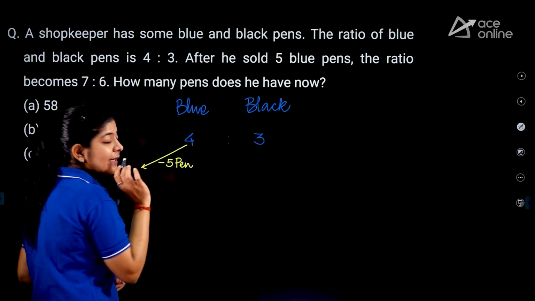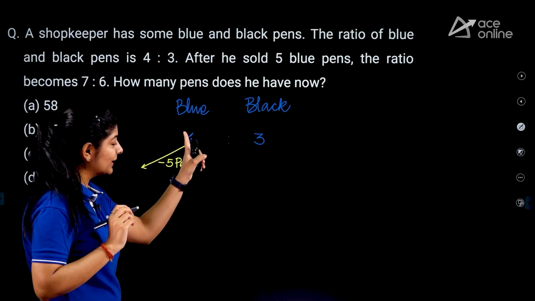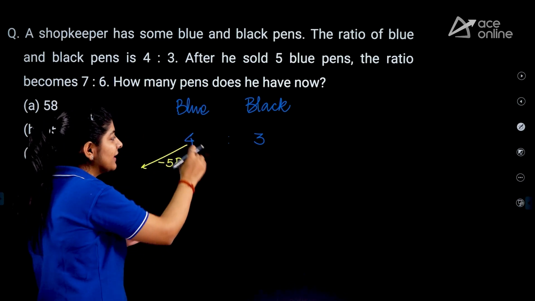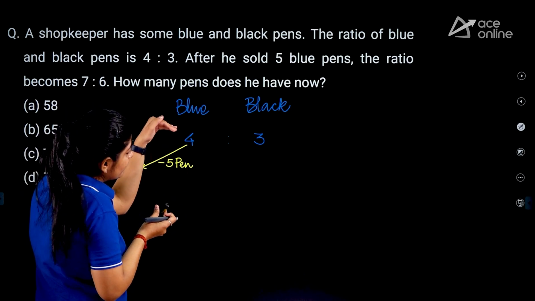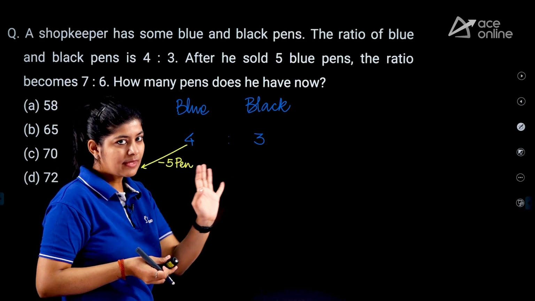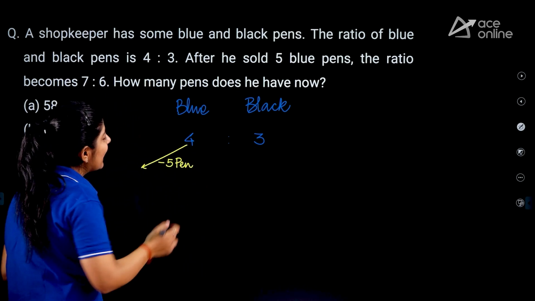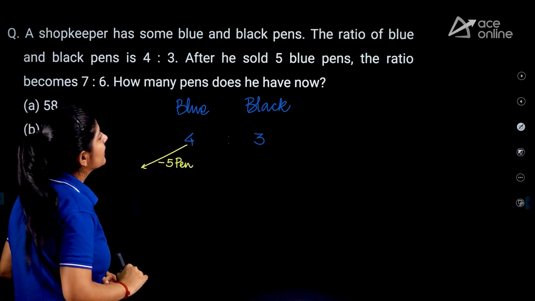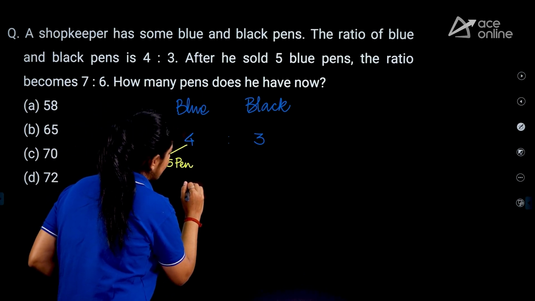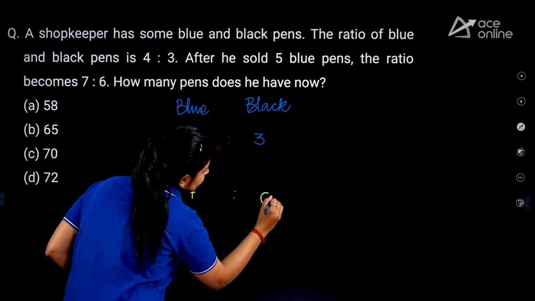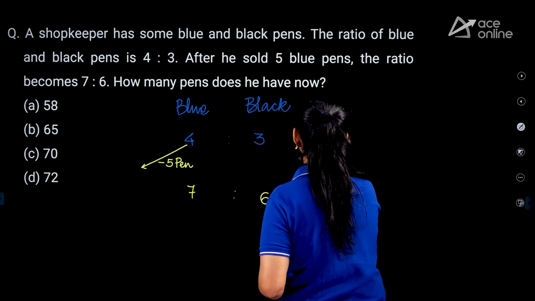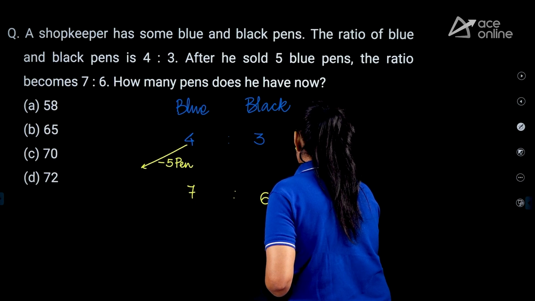Here we are writing the value, but please take care that we are not going to deal directly with the ratio and the values. First, we need to convert these ratios into values. After that only can we proceed with the normal calculation, right? But after doing this, the ratio of blue pens to black pens will become 7:6. Is it clear? This is the new ratio, and this is the old ratio, right?